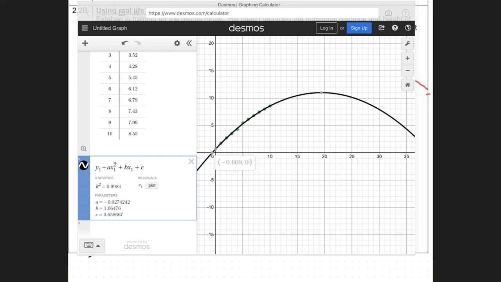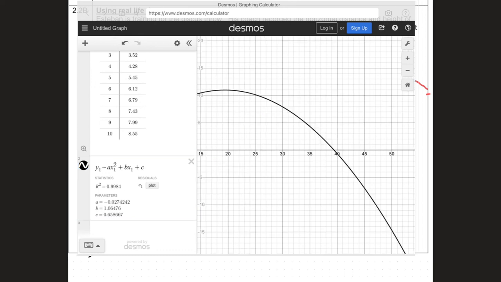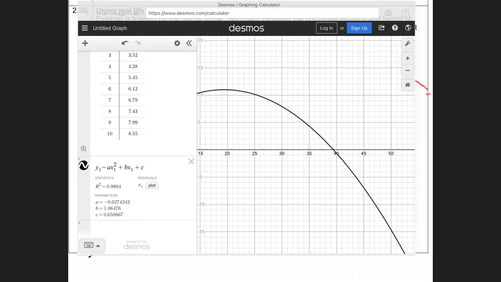The x-intercept is negative 0.609. That's the x-coordinate, and the height is 0. But that doesn't make sense in the context of this problem. What does make sense is this other one here. That's the other x-intercept at 39.434 meters away. The height is 0. That means the discus has hit the ground. So this is the x value that when we plug into this equation here, we get a 0 here.